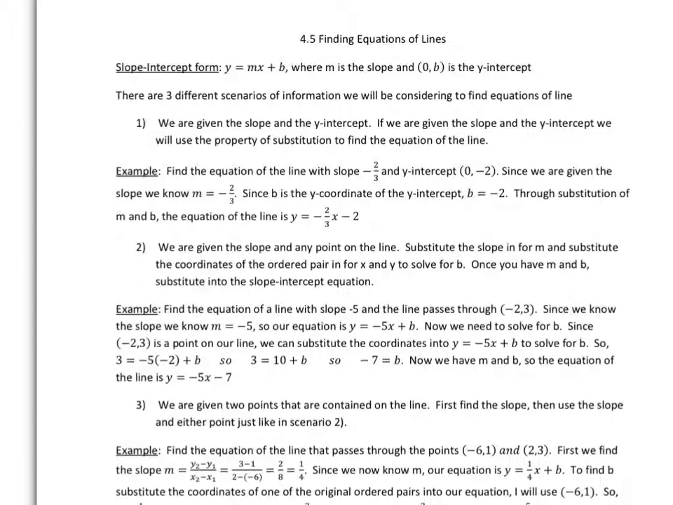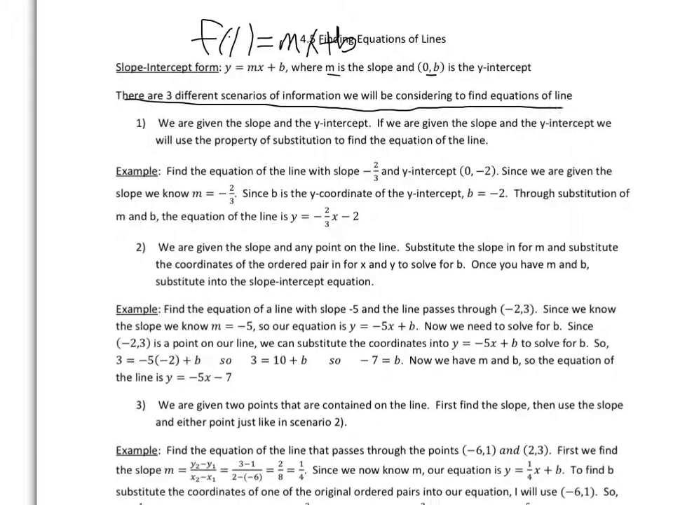So these you might want to read through just to see if they make sense after I kind of talk through them, but not a lot of work on this particular page. So once again, the slope-intercept form of the line is y equals mx plus b, or we can think of it in function notation as f of x equals mx plus b, where m is the slope and 0, b is the y-intercept. So 3 different scenarios that we could have to find the equation.